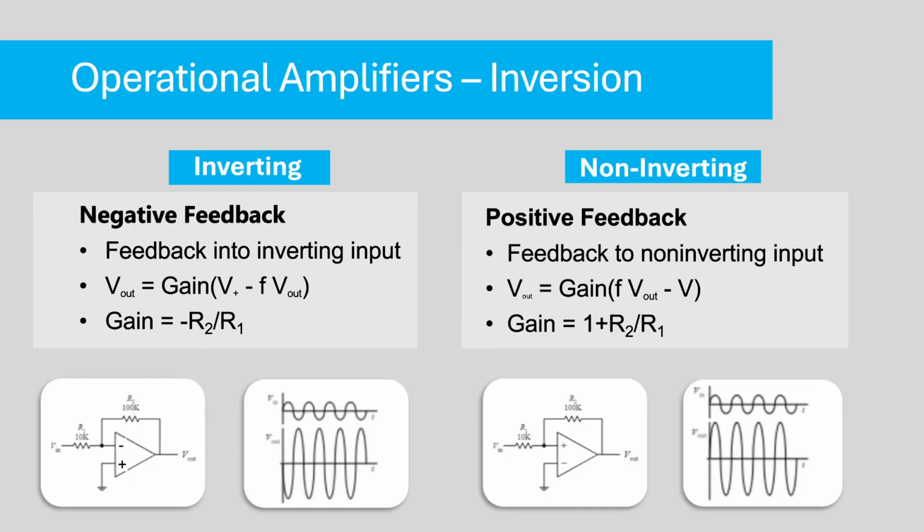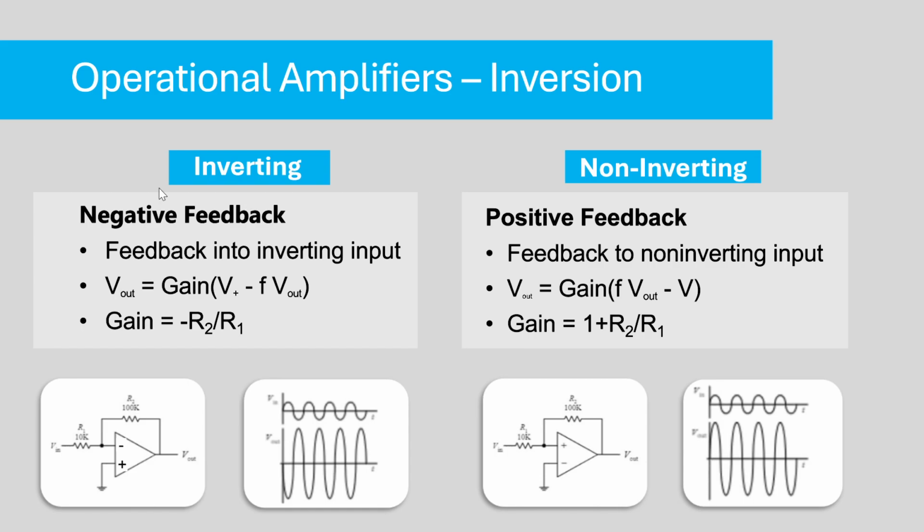The next thing I think is important to talk about is inversion with operational amplifiers. Obviously these are definitely one of the most important features, and there are two different types of inversion that we can see. There's the inverting amplifier, which has negative feedback.